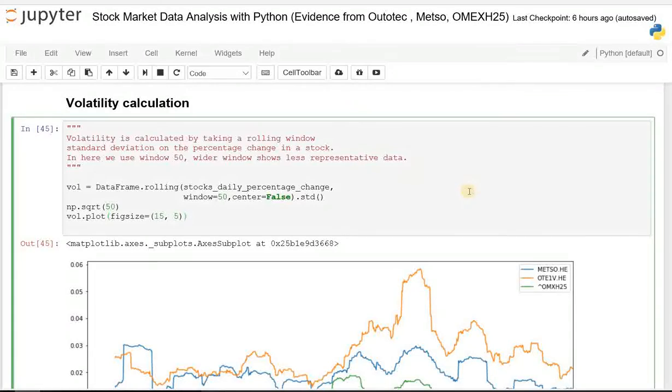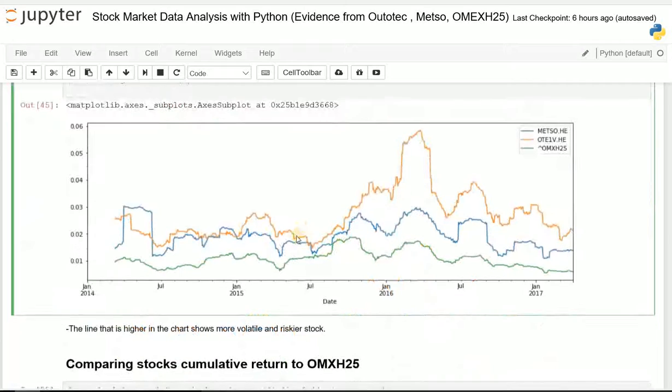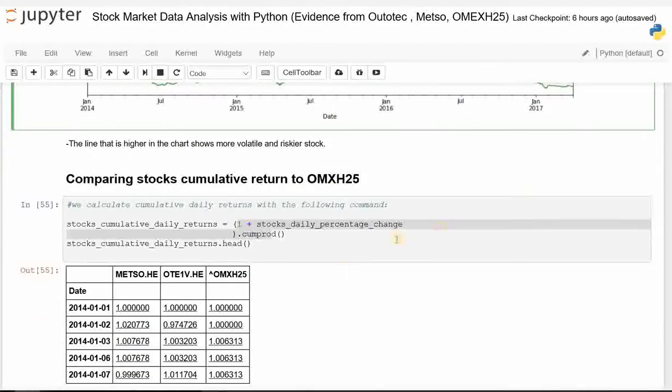Volatility is calculated in general by taking a rolling window standard deviation of the percentage changes in stock. In here I'm using a window of 50, and through this function I can plot my volatility. And the line that is higher in this chart shows the more volatile and riskier stock to me, which belongs to Outotec.